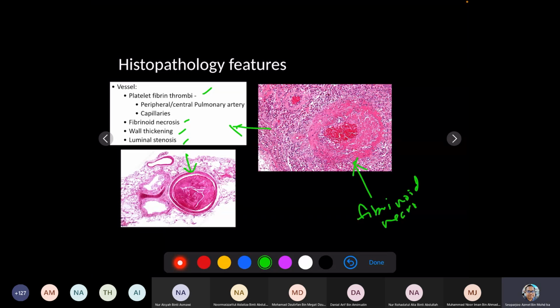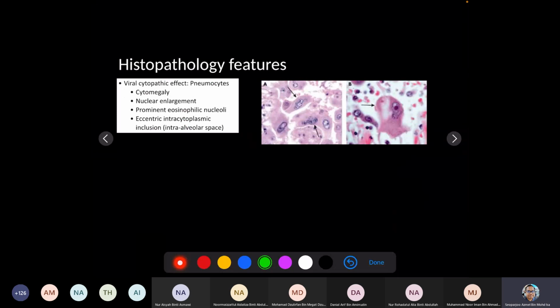Fibrinoid necrosis occurs in the arteriolar wall. So you can see there's a necrosis of the wall here. Some of the smooth muscle is still present here. And this is the fibrinoid necrosis of the wall.